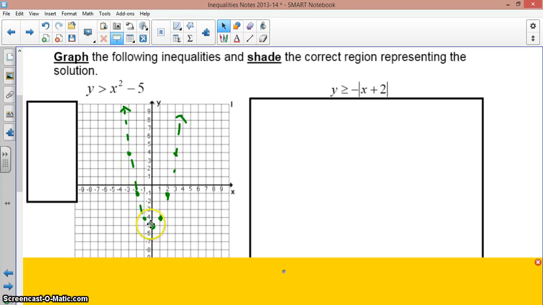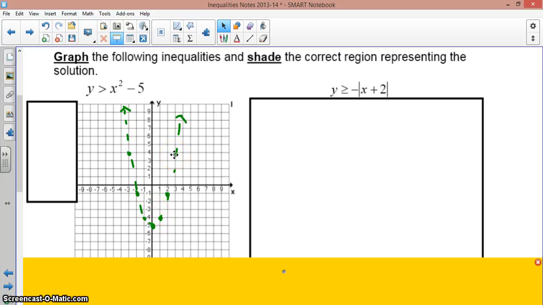I'm moving that vertex down 5, and then I'm doing that regular parabola dance where we go left 1, up 1, right 1, up 1. Left 2, up 4, right 2, up 4, and I'm also going to do left 3 and right 3, and if I do that, 3 squared is 9. So from the vertex, I'm going left 3, up 9, and right 3, up 9 to get my parabola.